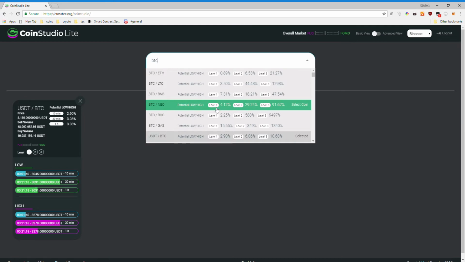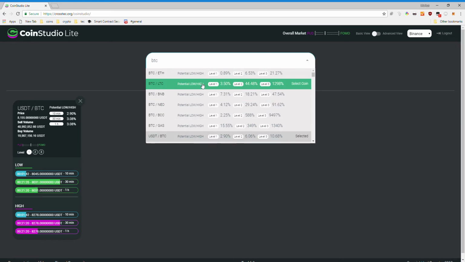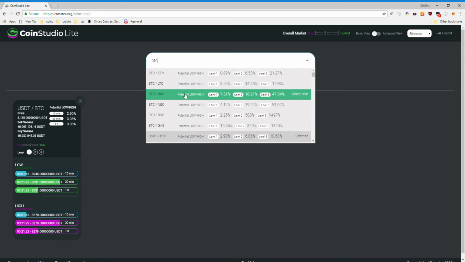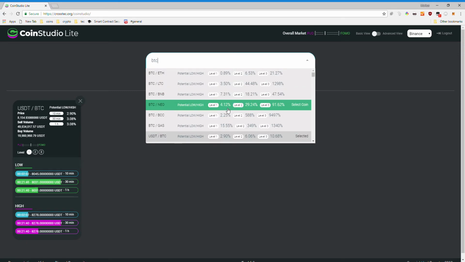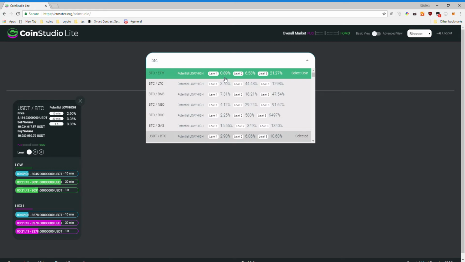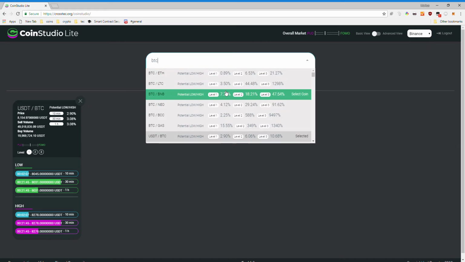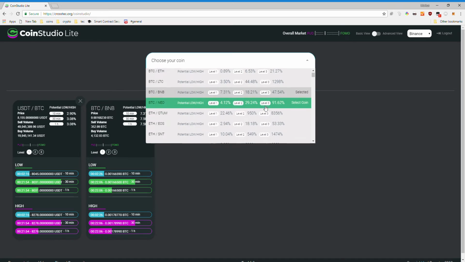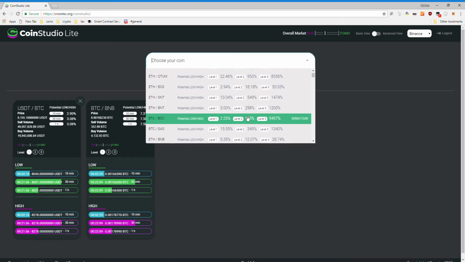You can add up to 15 cards, which would mean you would be able to observe and monitor 15 trading pairs. So let's add a few more. We don't know what we're going to choose, and usually what I'm doing is I'm looking for trading pairs that give like 5 to at most 10% potential on level 1. So this means BTC BNB would be a possible candidate that I would look for.